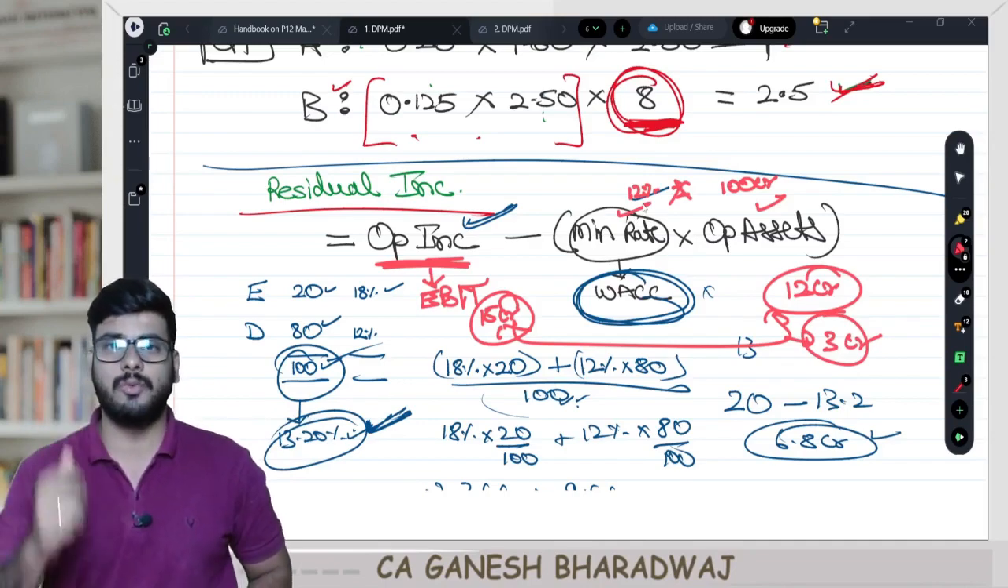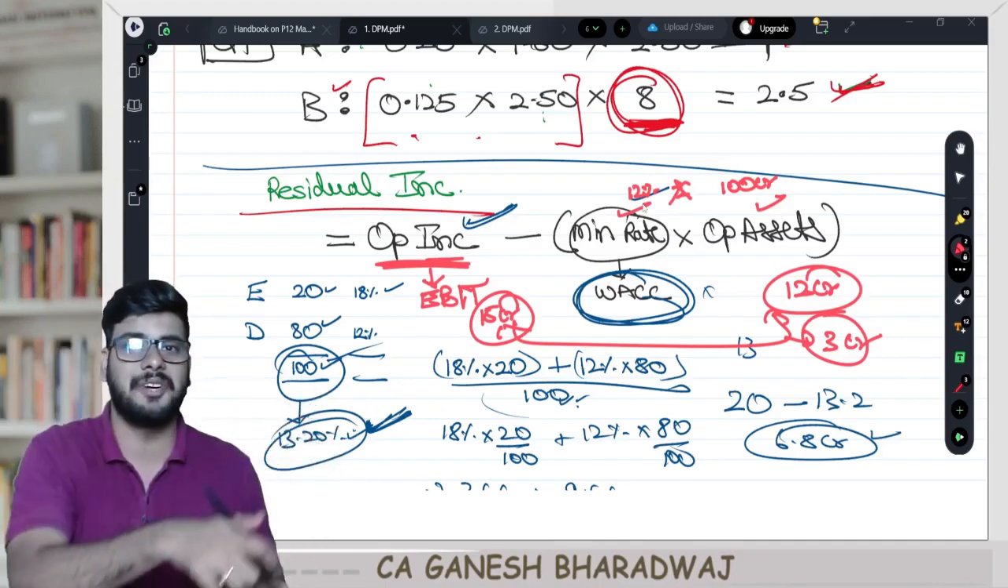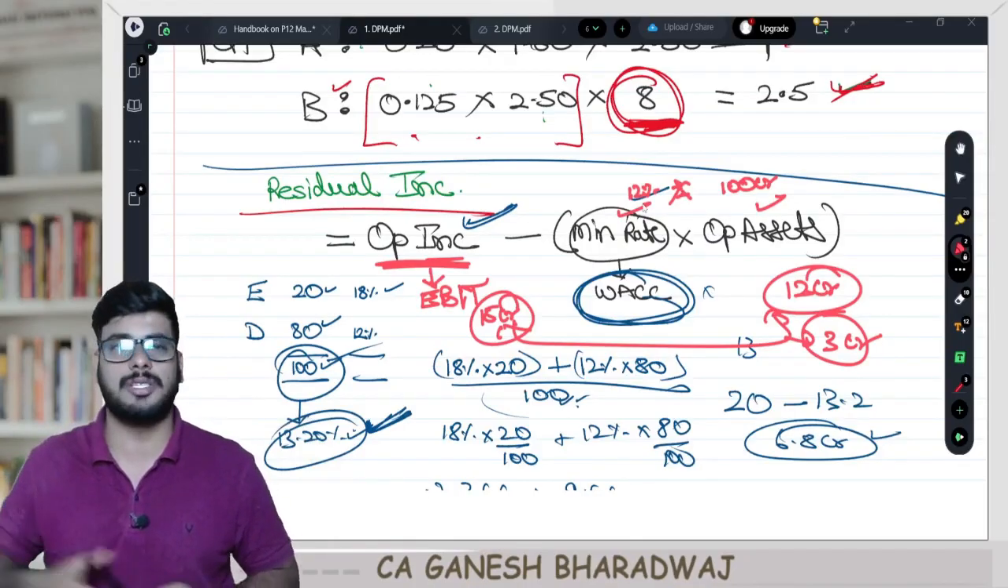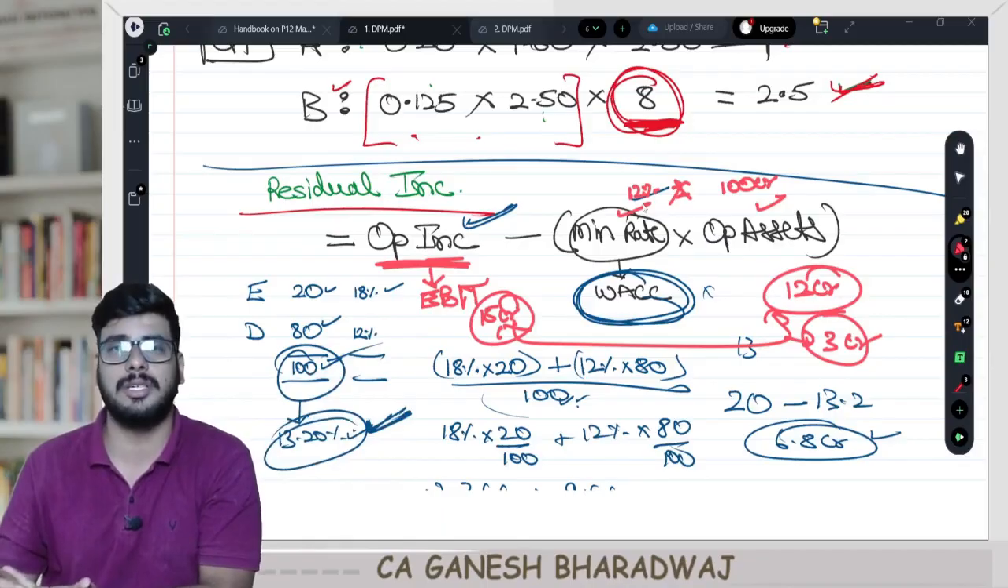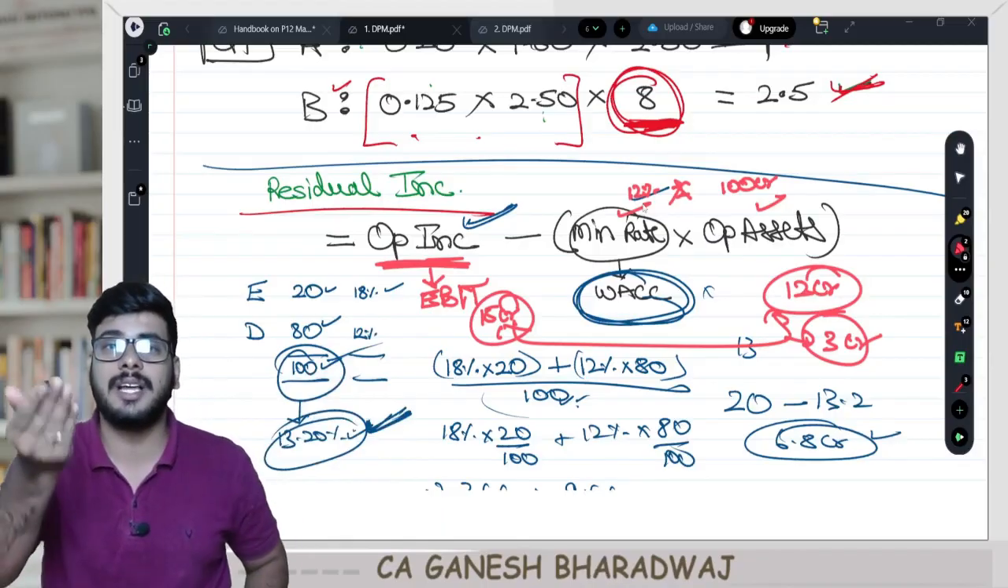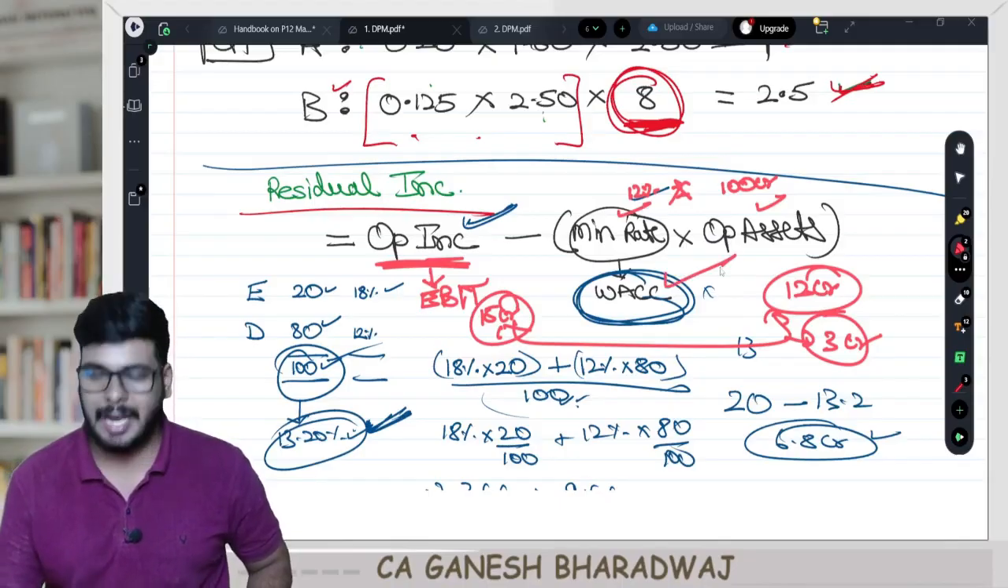Now, this minimum rate, sir, how will I know what is the minimum rate? What is the minimum required rate of return? That is nothing but your minimum cost. You should at least earn the amount that you spend. What is the minimum cost, sir? So what is the cost that I spend? It's nothing but weighted average cost of capital. Are you clear with this? Weighted average cost of capital.